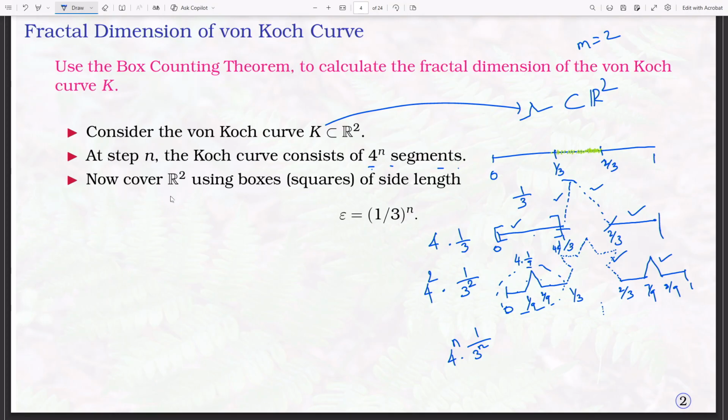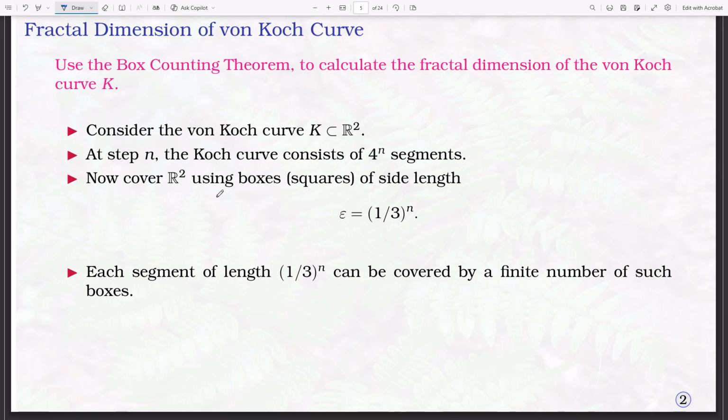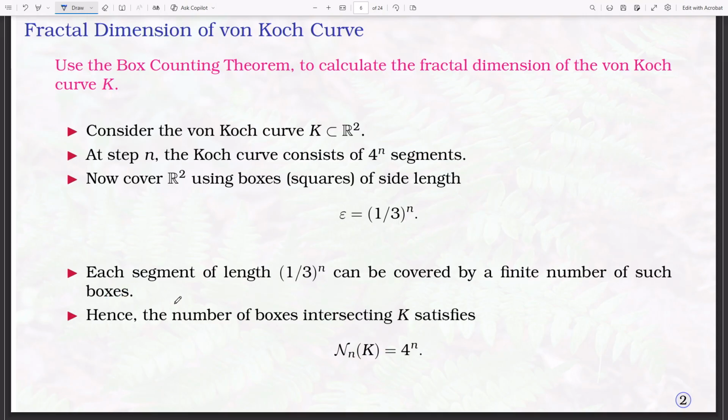Therefore, now cover R power 2 using boxes of side length epsilon equal to 1 by 3 power n. Fine. Now, each segment of length 1 by 3 power n can be covered by a finite number of sub boxes, because every infinite cover has a finite sub cover.